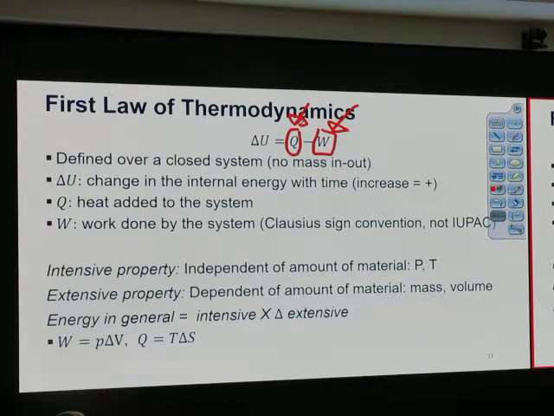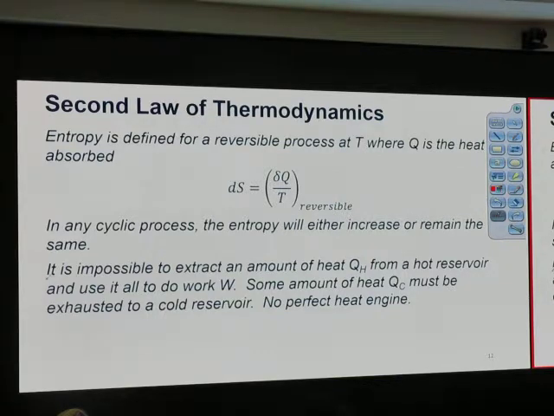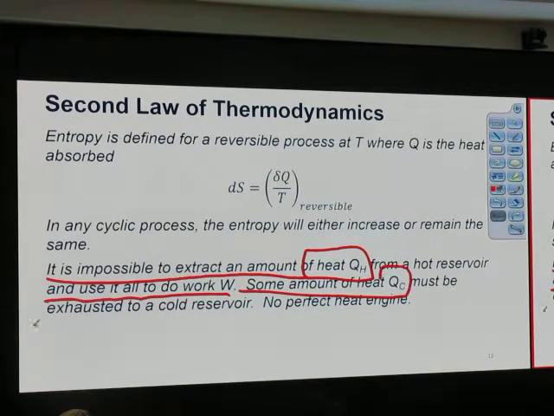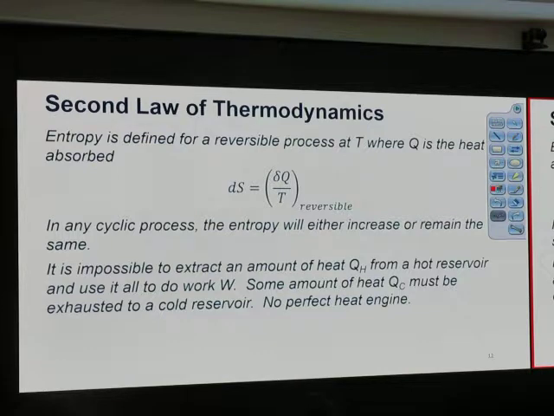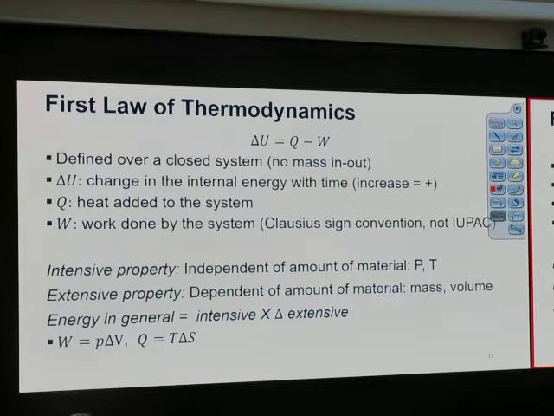Good? It's too good to be true. It cannot be like that. The second law of thermodynamics, which we will reach soon: it is impossible to extract an amount of heat QH from a hot reservoir and use it all to do work. Some amount of heat QC must be exhausted to a cold reservoir. No perfect heat engine. It is not possible that we take 10 joule or 1000 joule of heat and convert all of that to work. That violates the second law of thermodynamics. There will be some heat coming out. All right, that's the second law of thermodynamics.